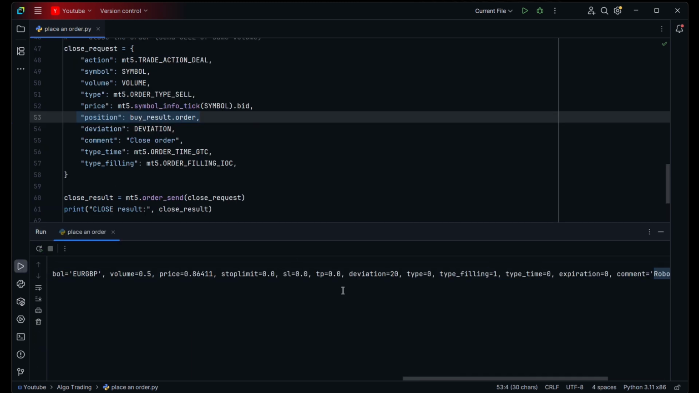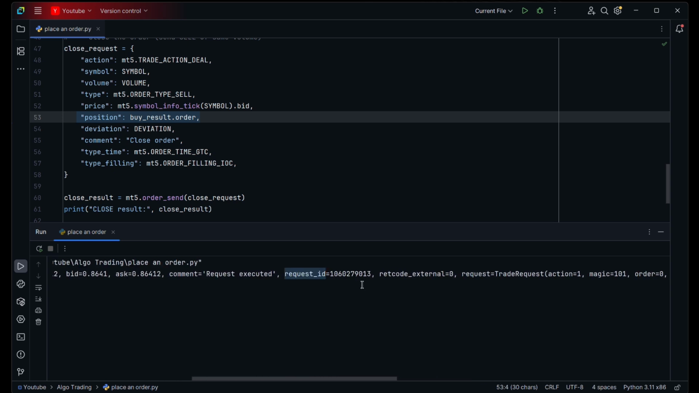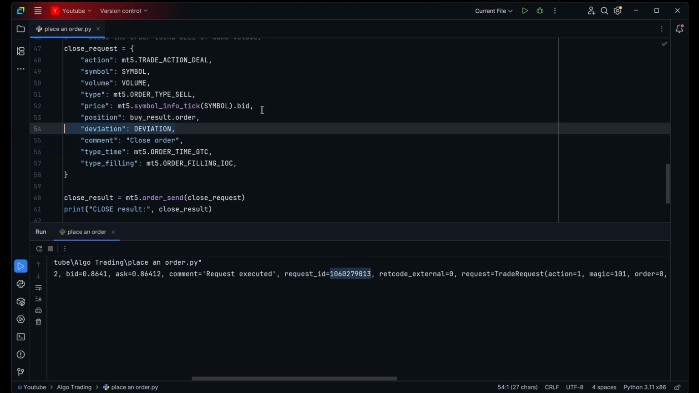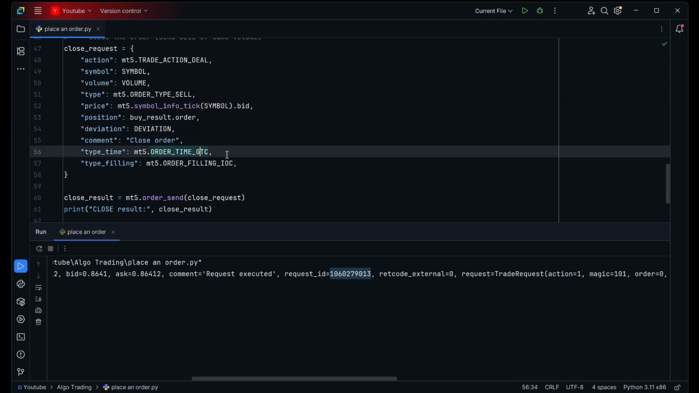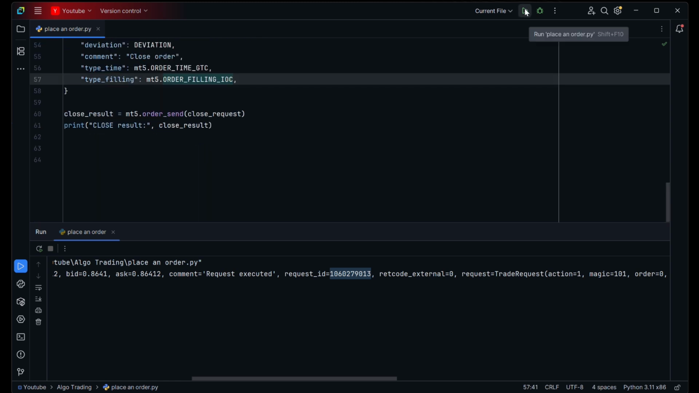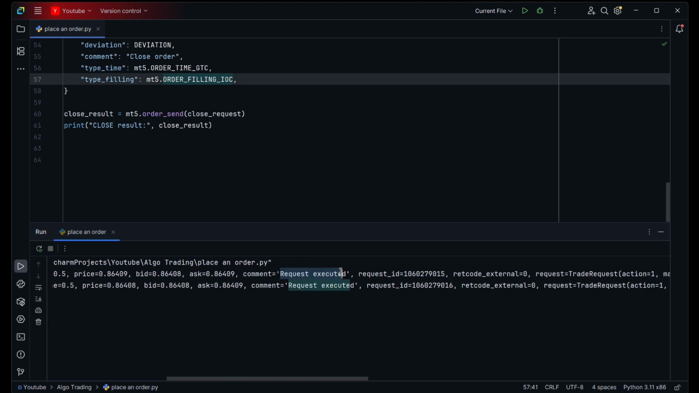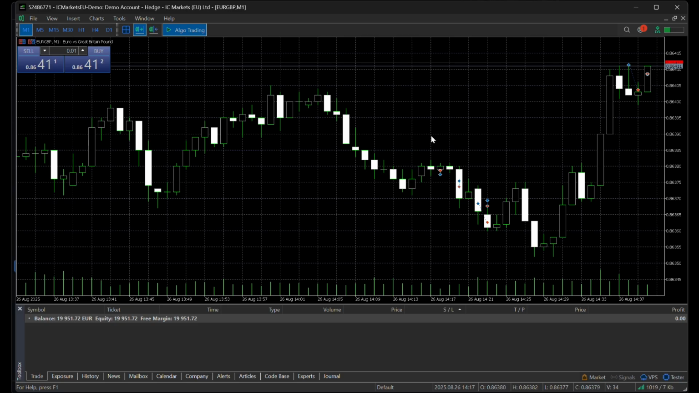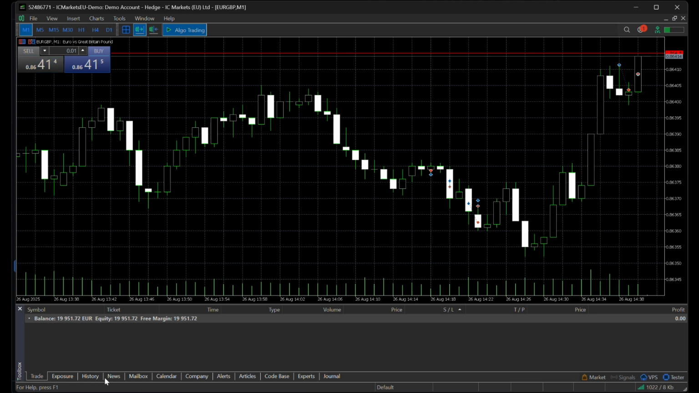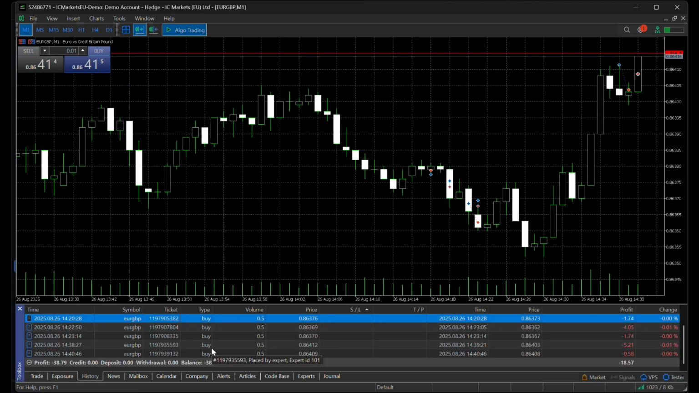And so yeah, as you see here, what it will do is look at this request ID, and it will look at the trade corresponding to this. And then the deviation, same deviation from the bid. Then the comment, and same thing, GTC and EOC. So if I do this, you will see that I will have two red code 10,009, and it will be request executed. And if I come back to MT5 here, of course I have no open position because it has been closed already.